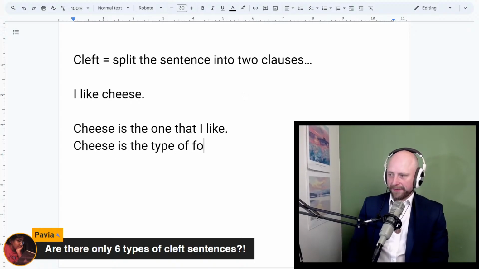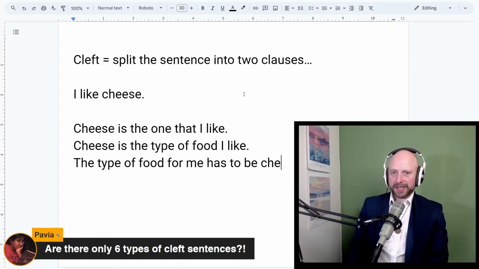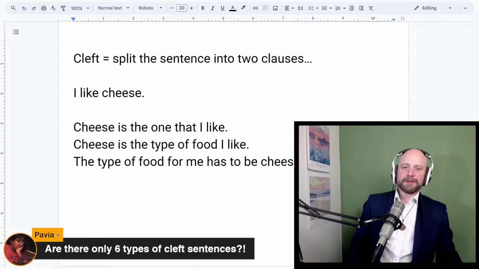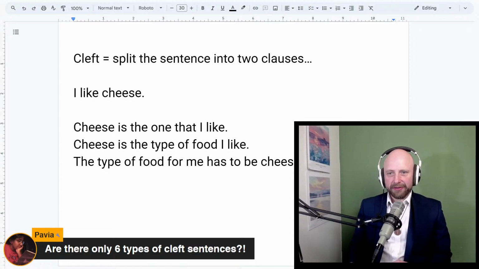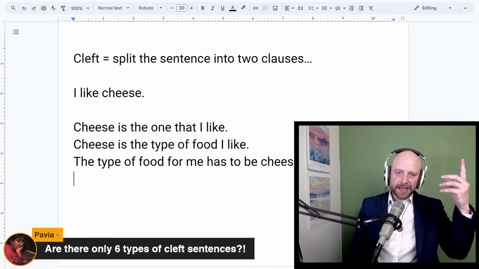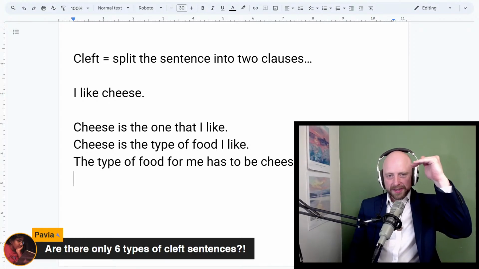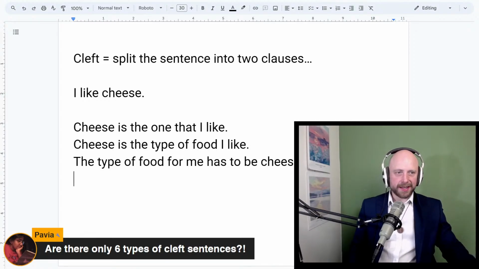Cheese is the type of food I like. The type of food for me has to be cheese. I mean, there's lots of different ways of doing it if you get creative about it, isn't there? But those types that we talked about before, they're sort of the discrete types that you see in the course books.